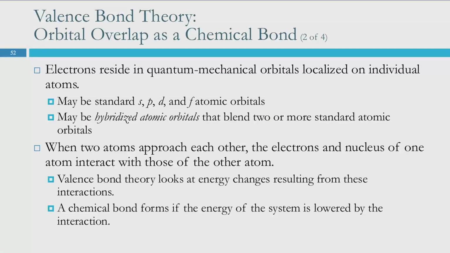So electrons reside in quantum mechanical orbitals. These are localized on individual atoms. So these are our s, p, d, and f orbitals. If you remember back to some of our quantum stuff. Remember, our s block is all the way on the far left. That's our first two columns. Our p block is the far right 6 columns. Our d block is the middle rectangular section. That's all our transition metals. And then the f block usually gets pulled out and set below the periodic table.